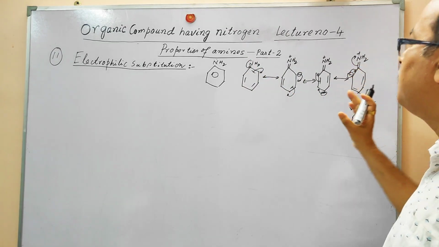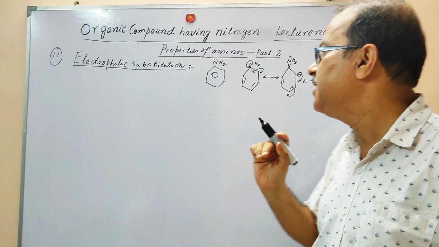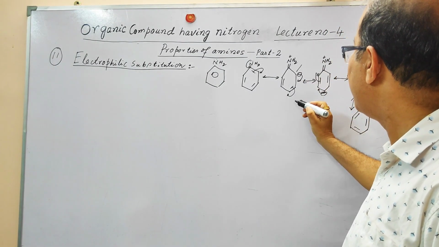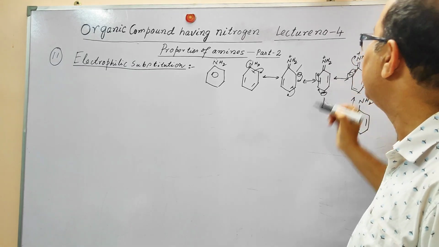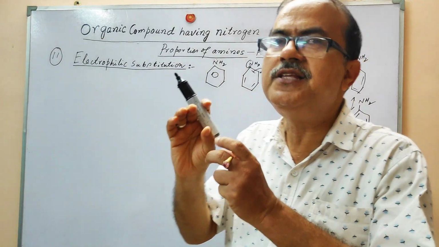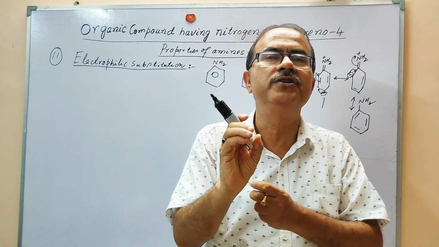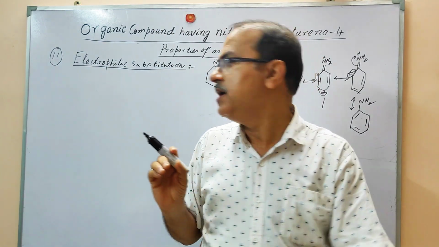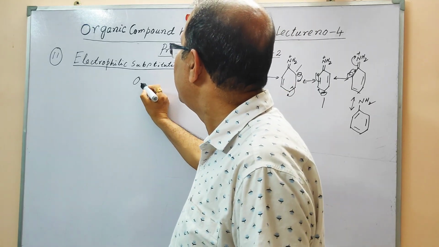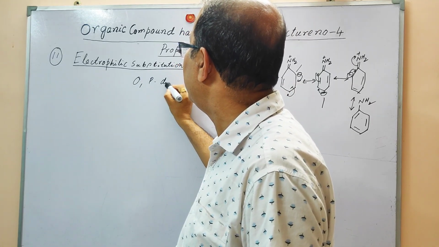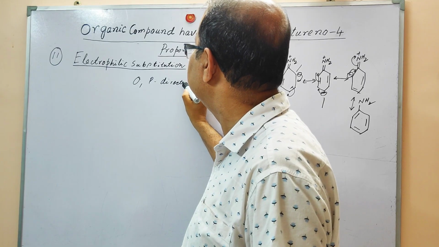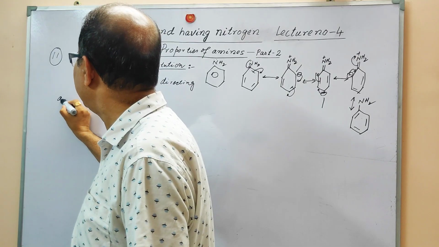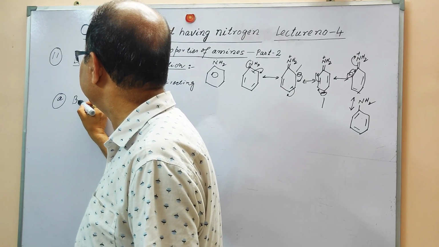And from these resonating structures, what we understand is that the electron density is concentrated at the ortho position or the para position. That is why when an electrophile attacks the benzene ring, it will naturally be attached at those positions only. So it is ortho and para directive, you can write ortho and para directive. Now some reactions we are going to understand. Number 1 is the bromination.